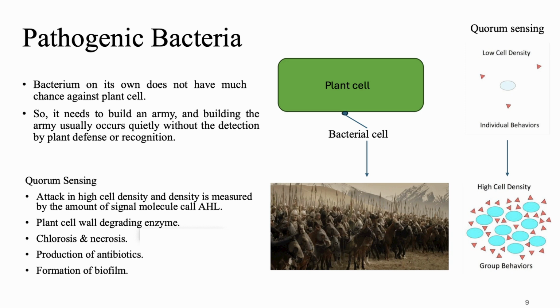And usually the bacterial symptoms are chlorosis and necrosis, and then they start producing antibiotics to protect themselves or kill the plant. Formation of biofilm is also a key component when it comes to bacteria, because once they form that biofilm, it's really, really hard to kill. They are basically inactive, and it is almost impossible for bactericide to kill them from then on.